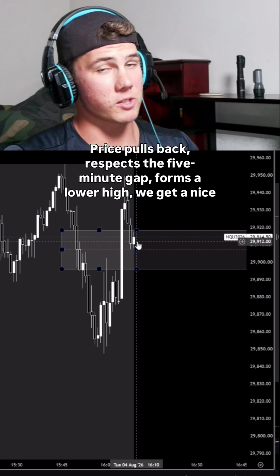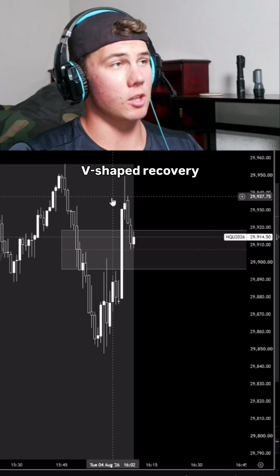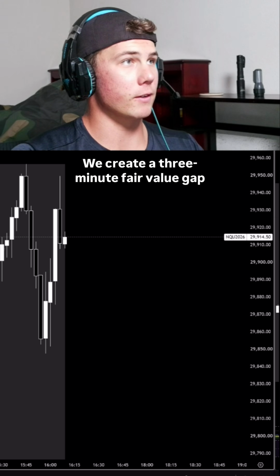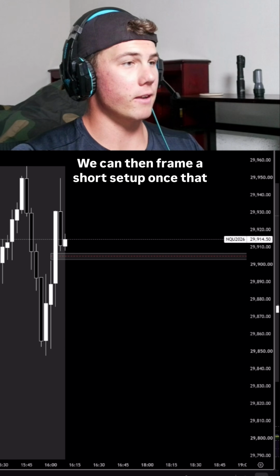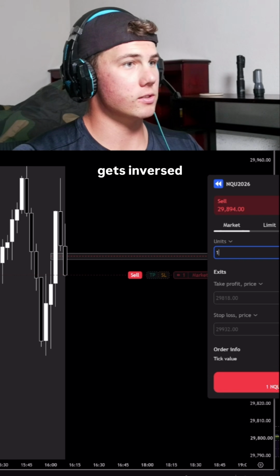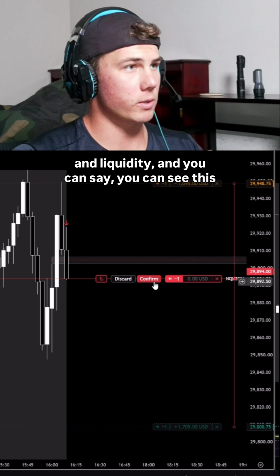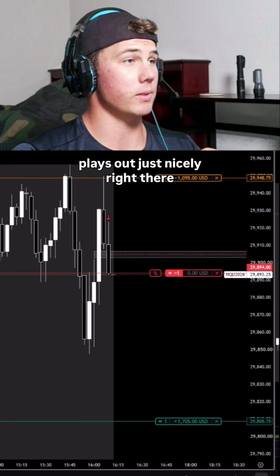Price pulls back, respects the 5-minute gap, forms a lower high. We get a nice V-shaped recovery. We create a 3-minute fair value gap right here. We can then frame a short setup once that gets inversed. Boom, we're short right there. Stop at the high, target other previous draws and liquidity, and you can see this plays out just nicely right there.